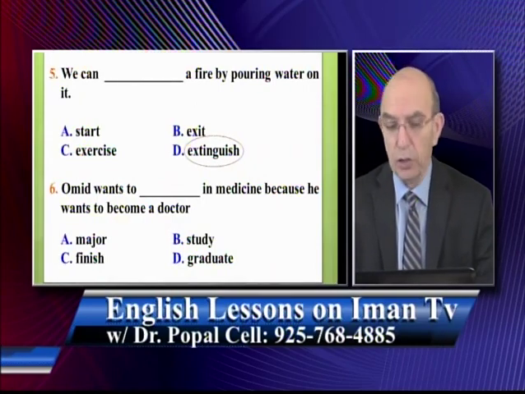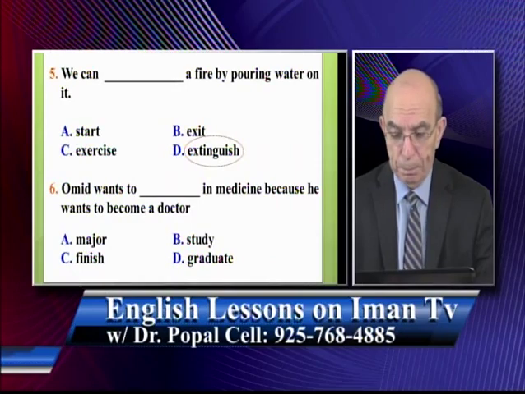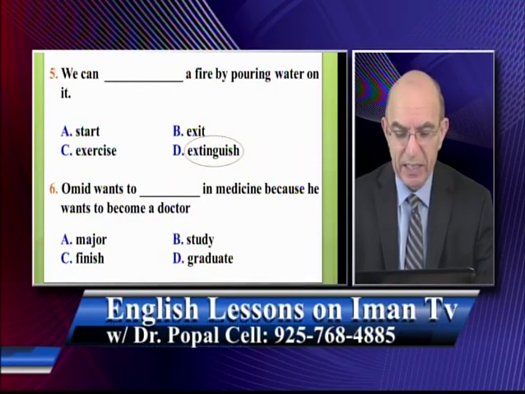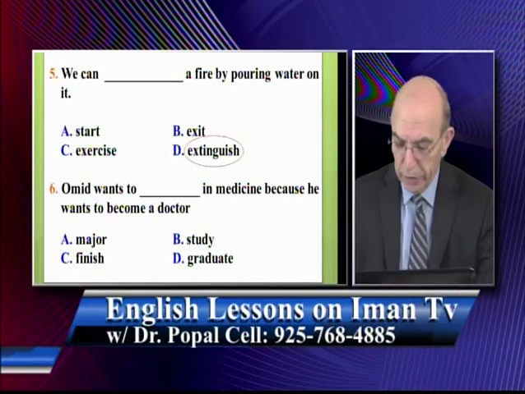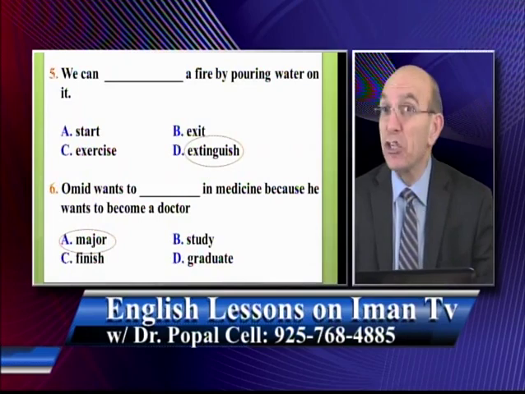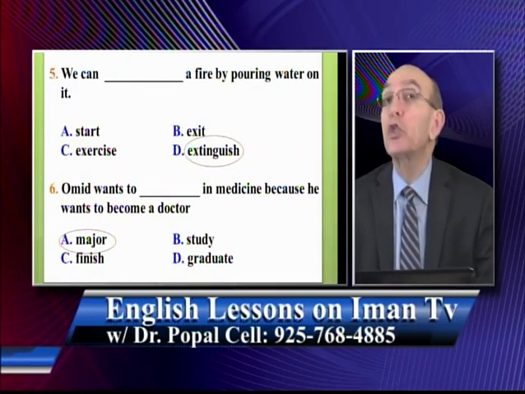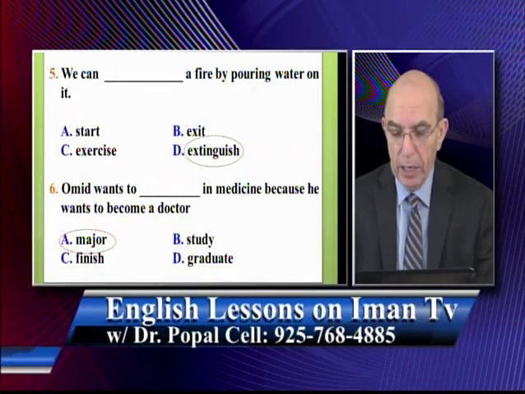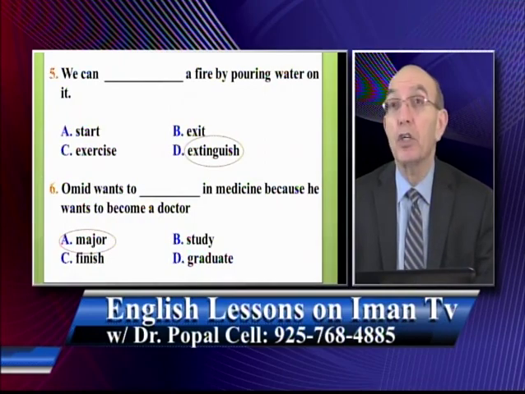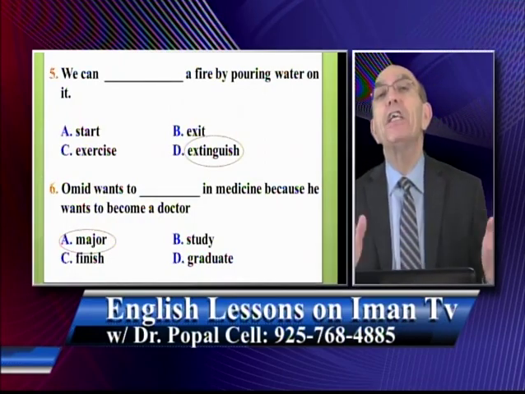What is the right answer? Umaid wants to A, B, C, D. The correct answer is A, major. Umaid wants to major in medicine because he wants to be a doctor. Major means what? A field of study.